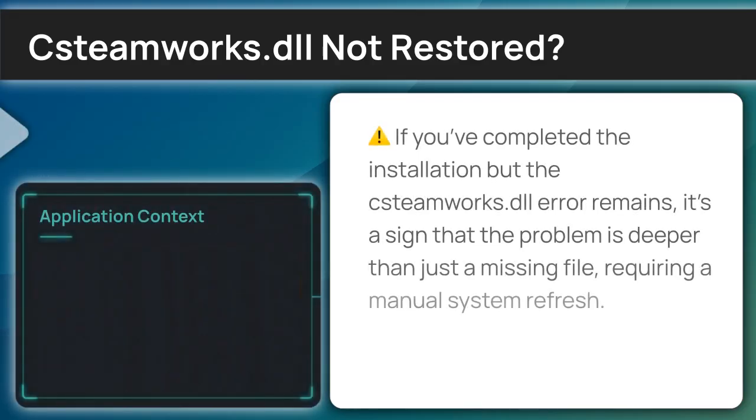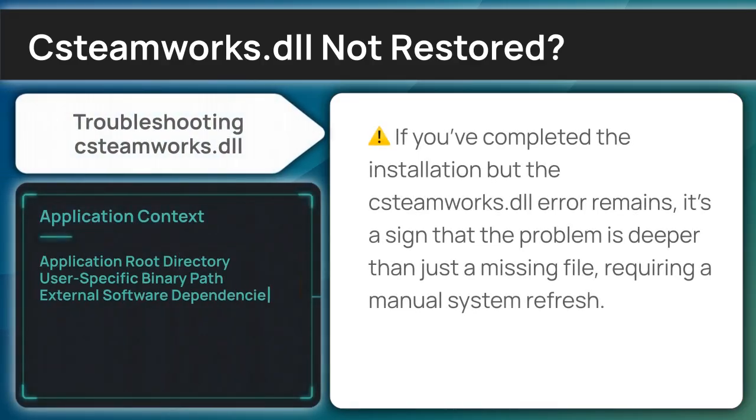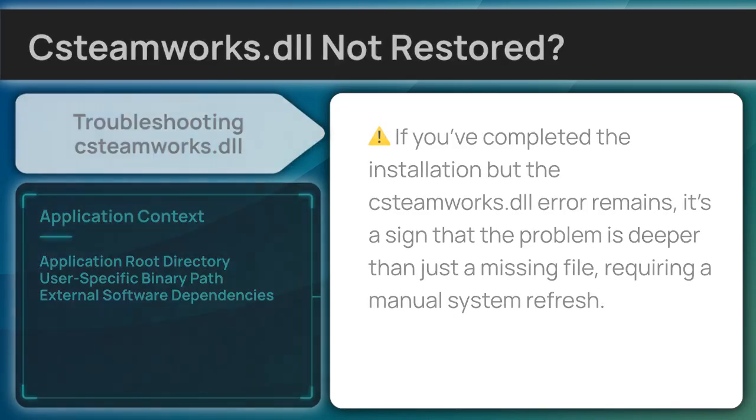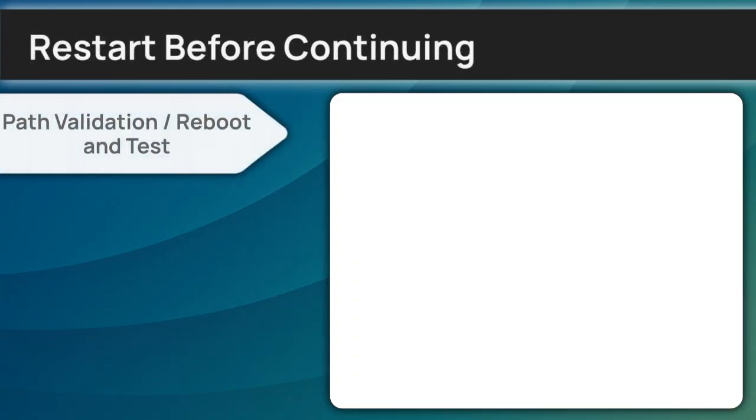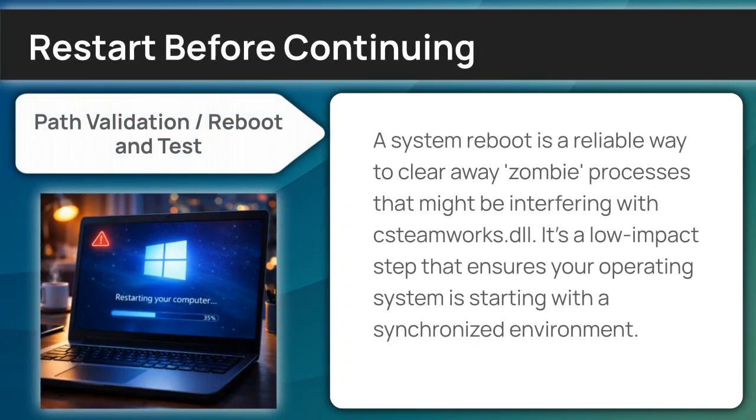If the redistributable repair didn't resolve the pop-up, the next logical step is to analyze the local environment for process conflicts. A quick system restart is a practical way to ensure that all shared libraries, including the Csteamworks module, are being loaded correctly into the current session's memory.